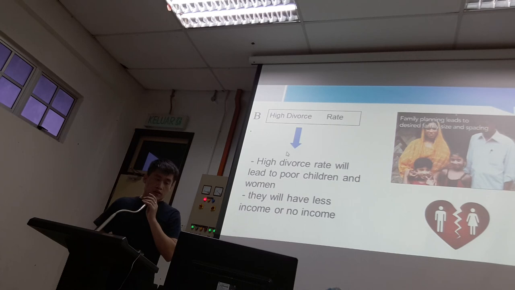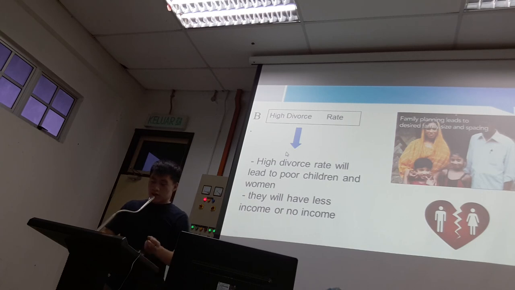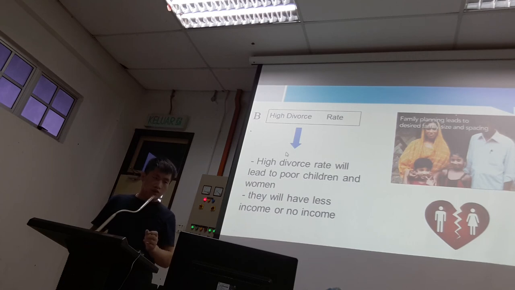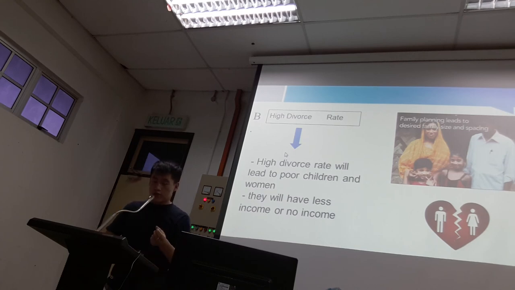Next, the second one is the high divorce rate. I think a high divorce rate will lead to poor children and women. For example, if parents are divorced, the child will not have a complete family, so it leaves children in poverty.